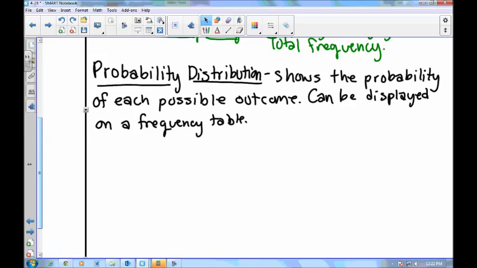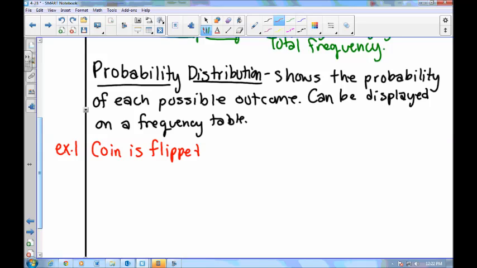Okay, we're just going to do one example. I think you'll get it, though. It's pretty straightforward. So, example 1, if a coin is flipped or tossed 3 times.